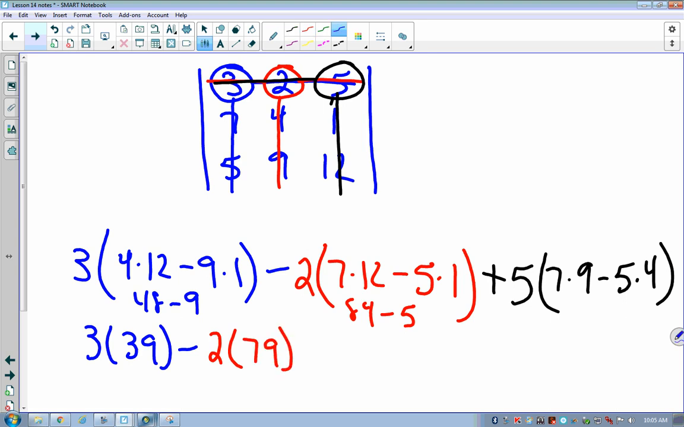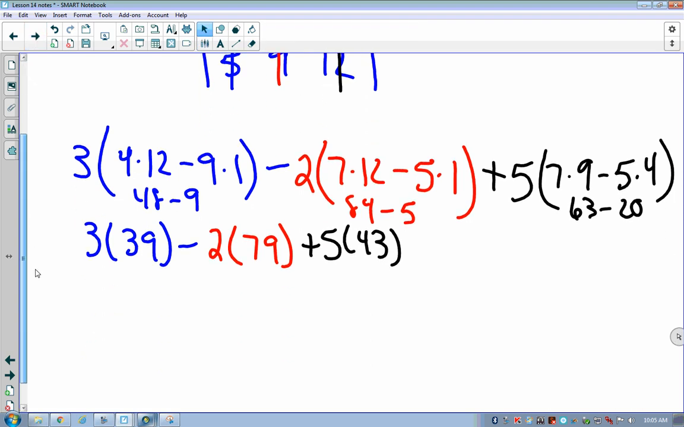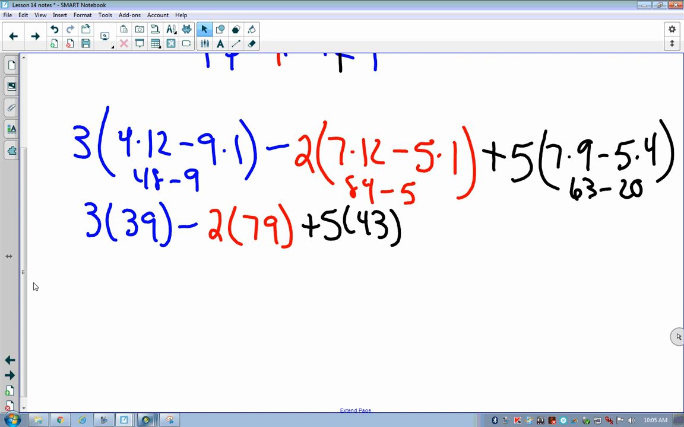All right, now we have 7 times 9. So I've got 63 minus 20? So that's going to be 43. Okay, plus 5 times 43. Let's carry this down here a little bit, give myself a little bit more room to work.